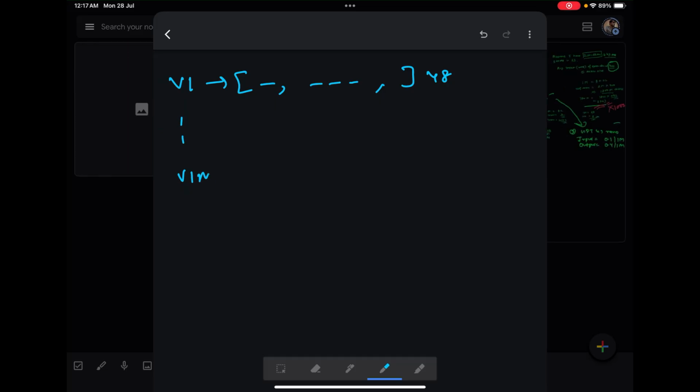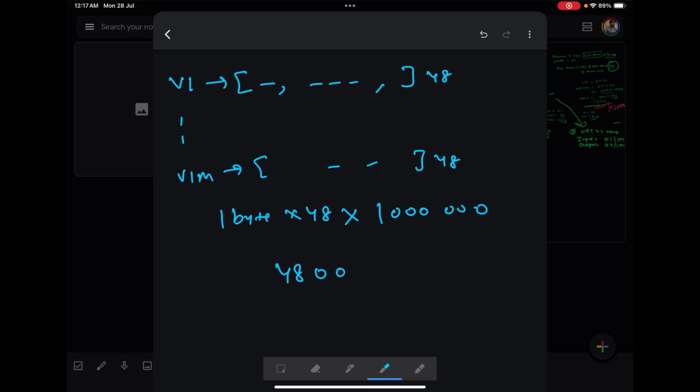So on up to vector 1 million is also 48 integers. Each integer takes 1 byte, and I have got 48 such integers. And how many vectors do I have? 1 million. Now let's do this calculation. So 48 million bytes, and if you do this, it will be 48 megabyte. Now this is how much storage we need to store those vectors. Okay, I hope this is clear.